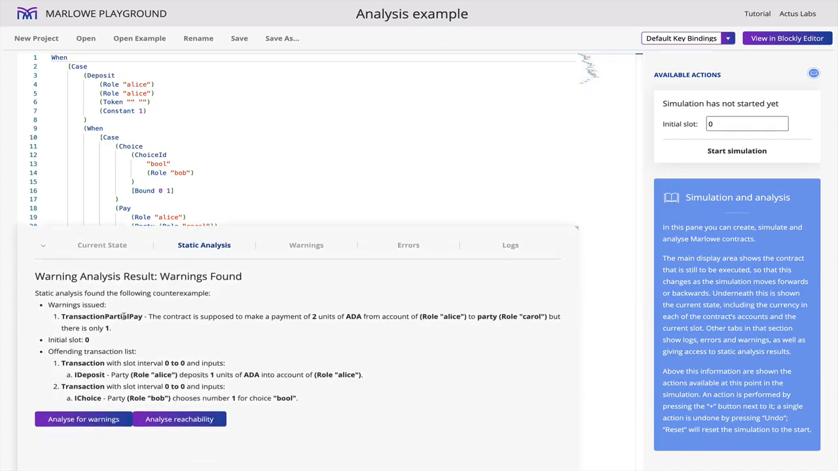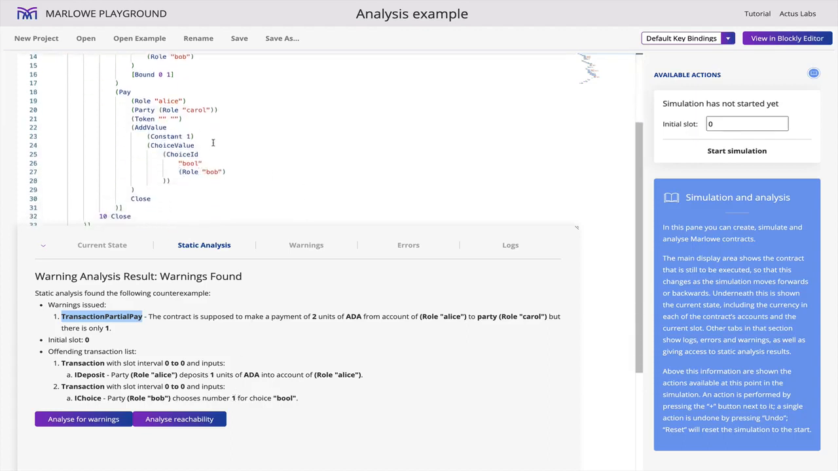What's this saying? It's saying a transaction partial payment might happen. The contract's supposed to make a payment of 2 Ada from the role Alice to the role Carol, but there is only 1. And it tells us how this can happen. We make the deposit of 1 Ada, and then Bob chooses the number 1. And that means at the point of payment, we are paying 1 plus Bob's choice, namely 2.